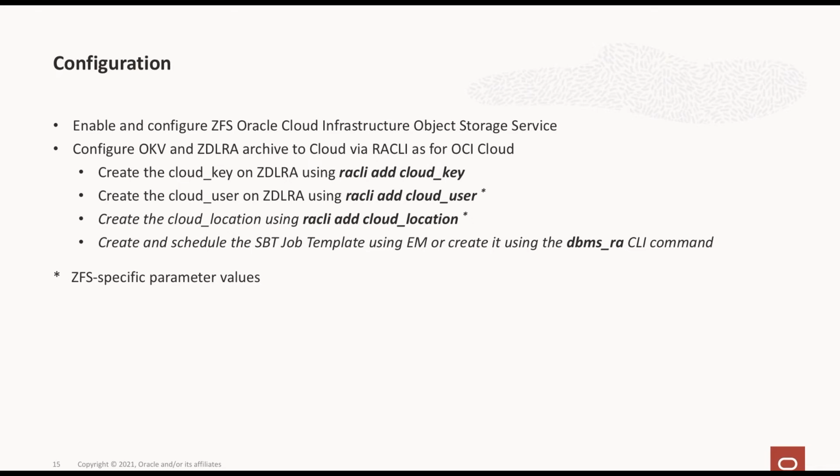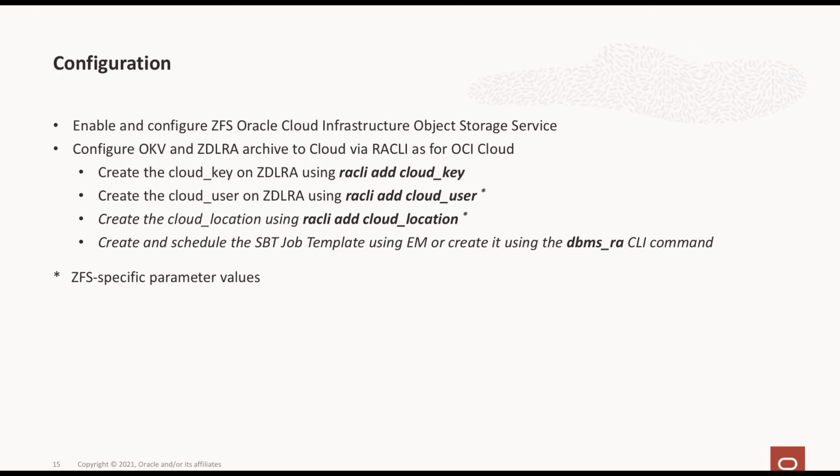So you either create a new key pair or you use an existing key pair. In that case, you have to provide the private key. And yeah, you create this cloud key object on ZDLRA. Then you create the cloud user object, which is basically specifying the user that you're going to use, the tenancy, the compartment you're going to use, and obviously the cloud key that you created previously.